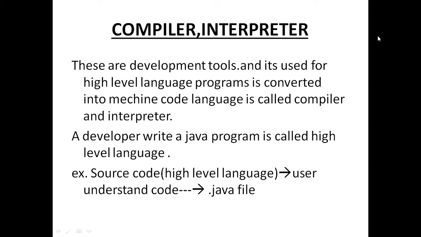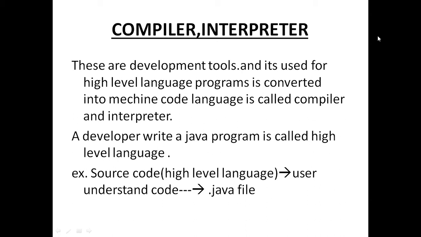When a developer writes a Java program, it is called high level language, for example source code. Source code is called high level language. This is understood by users only. This creates one .java file.